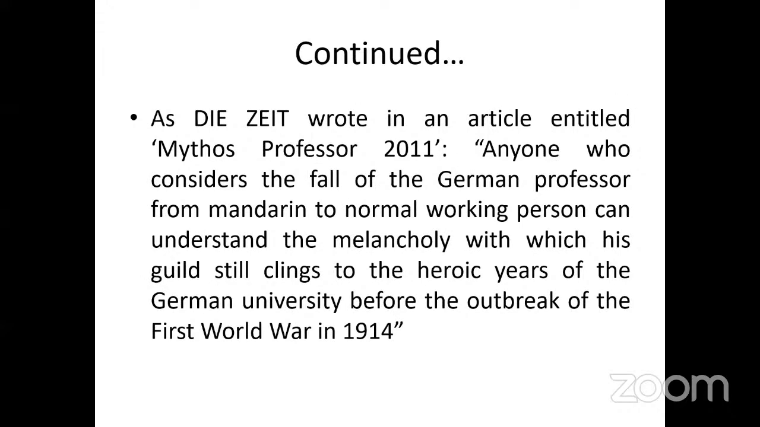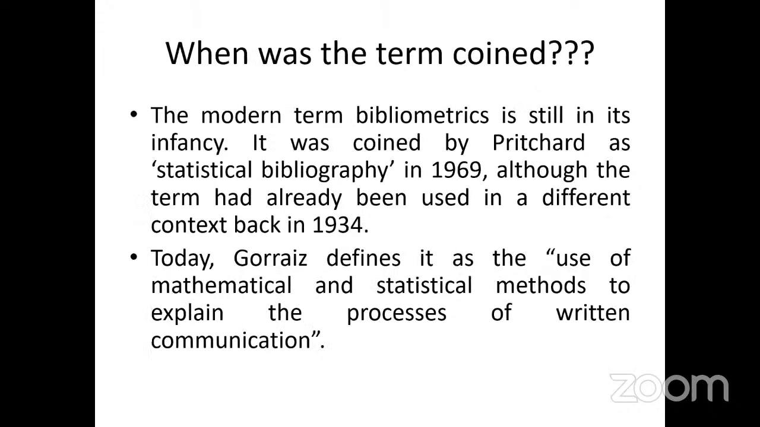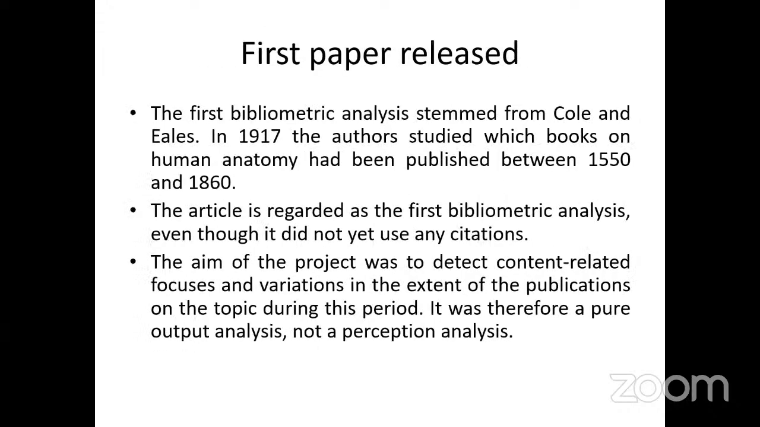Bibliometric analysis puts the check on the appointment so that the quality of the professor is maintained. If the quality of the professor is maintained, naturally, the outcome in the form of the students will be more valuable to the society. The first bibliometric analysis stemmed from Cole and Eales. In 1970, the authors studied which books on human anatomy had been published between 1550 and 1860. Right?